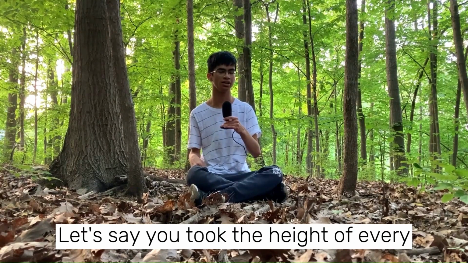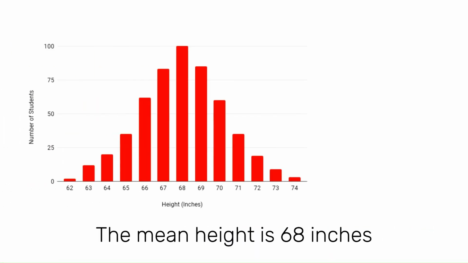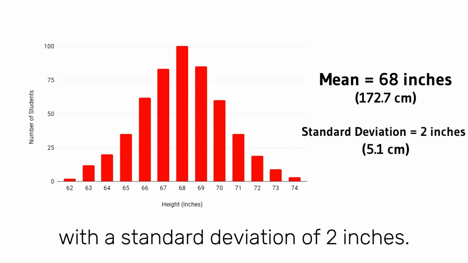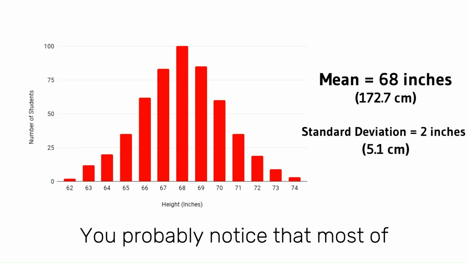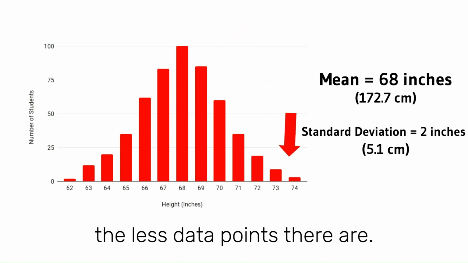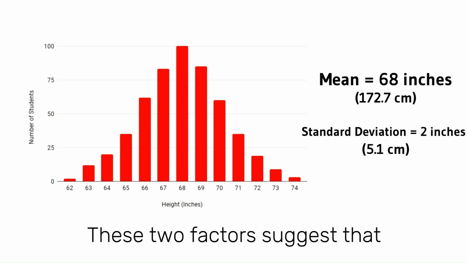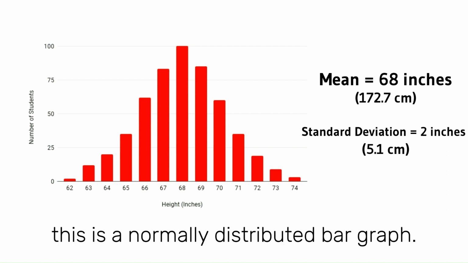Let's say you took the height of every male in your high school, plotted it on a bar graph, and got this. The mean height is 68 inches with a standard deviation of 2 inches. You probably noticed that most of the data is clustered around the mean, and the farther you get from the mean, the fewer data points there are. You also probably noticed that the data is symmetrical around the mean. These two factors suggest that this is a normally distributed bar graph.